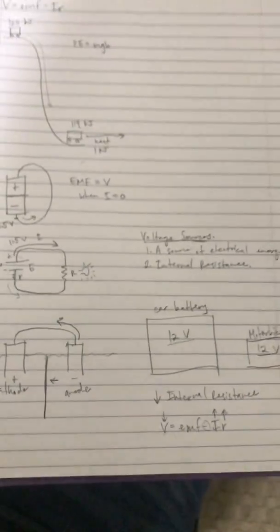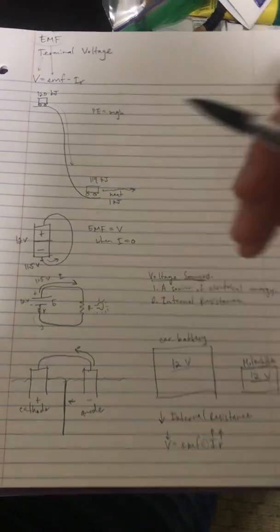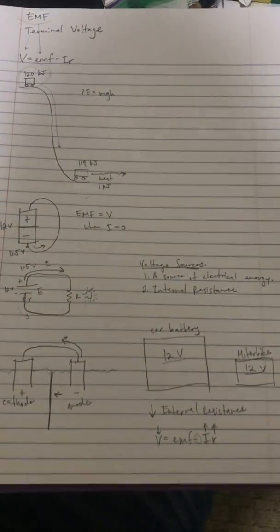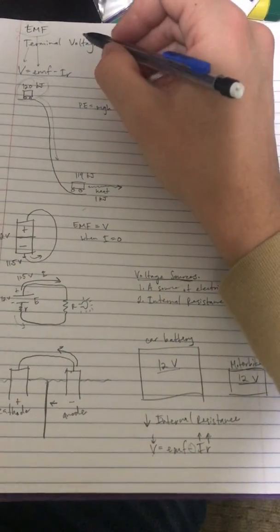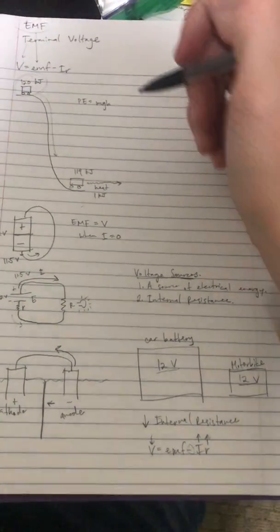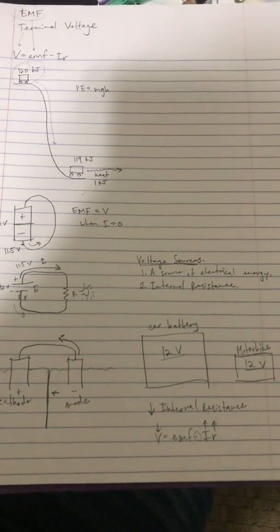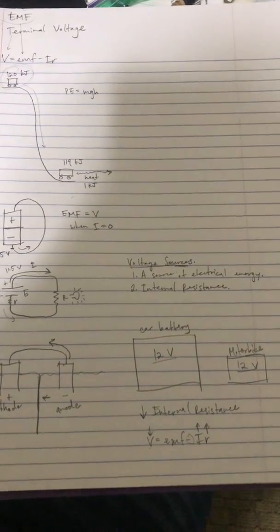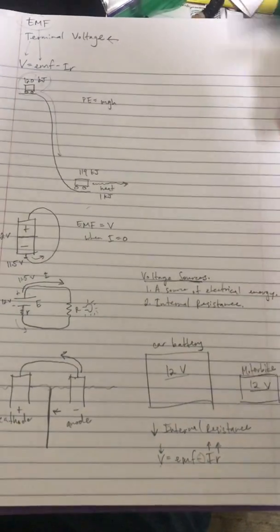So that's my video on EMF and terminal voltage. You can again just think of EMF as kind of the potential energy, or all the energy in the system. But part of all that energy is going to be converted into heat, which is why a battery heats up. And the actual voltage that you get into the system is going to be known as its terminal voltage. And you can see that the equation's right there.